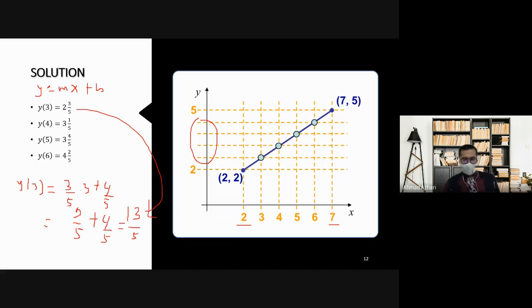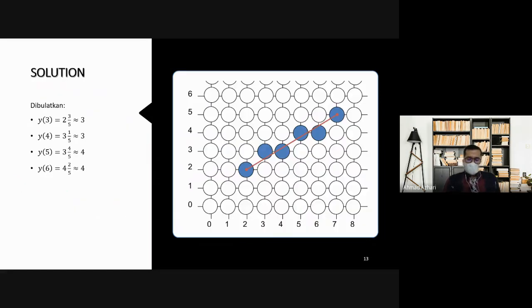You can try the next points on the x-axis too. You get 3 multiplied by 2 divided by 5 plus 4 divided by 5, then 3 multiplied by 4 divided by 5 plus 4 divided by 5, and so on for the other x values. These solutions have floating point numbers with decimals.